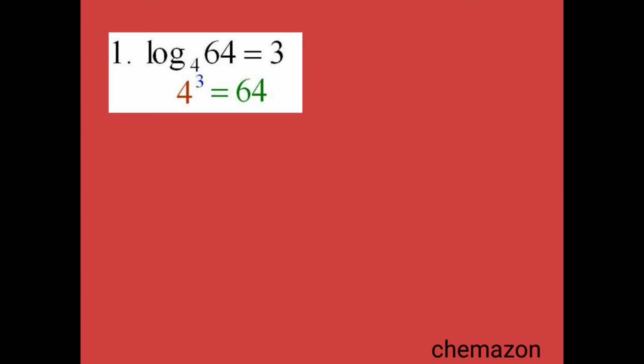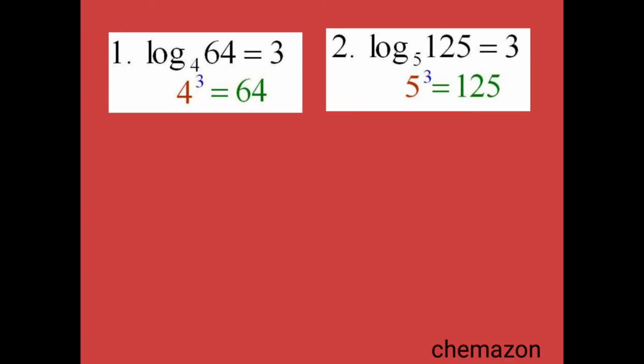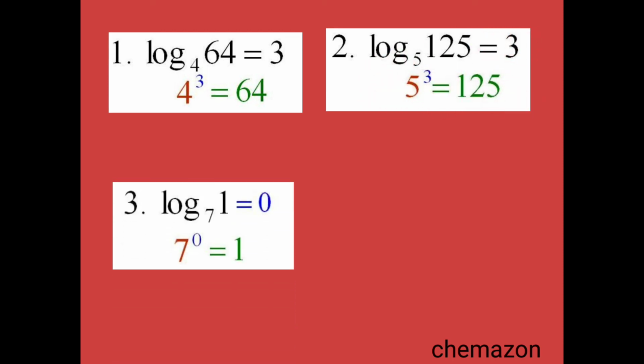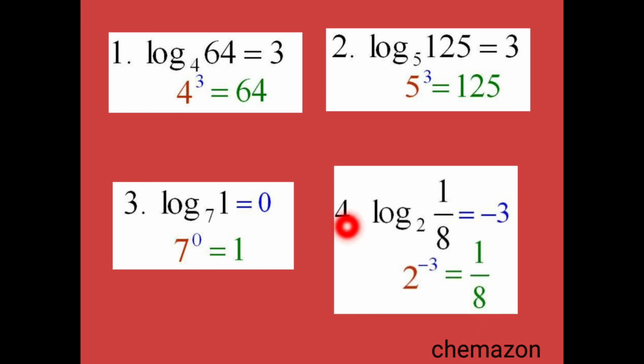So now let us understand with some examples how to convert this into exponential form. 4, you bring here, push this 3 to the exponent, it would be 4 cube is 64. Let us see another example. Similarly here you can see 5 raised to 3, that is 5 cube is 125. One more example, 7 raised to 0 is 1, and one more, that is 2, you bring here, you push this minus 3 to the exponent, 2 to the power of minus 3 is 1 by 8.